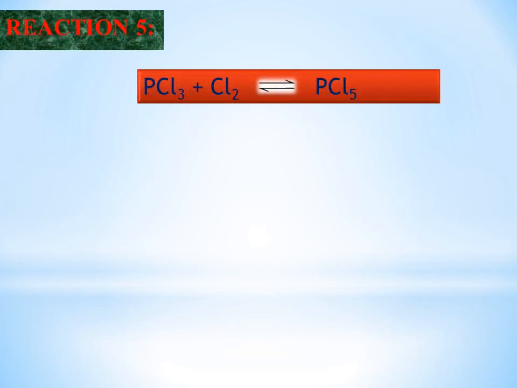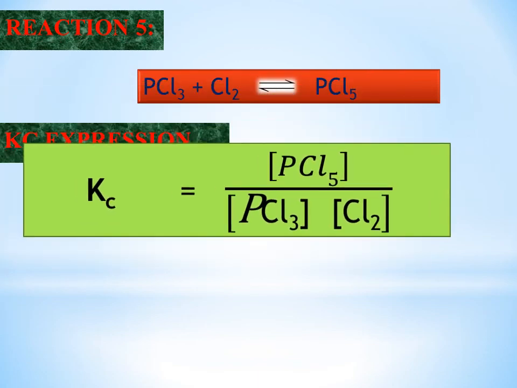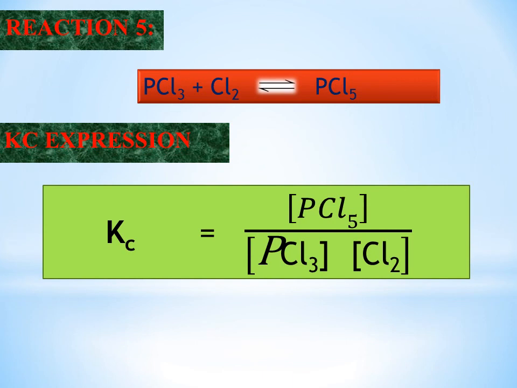Now reaction number 5 is when 1 mole of phosphorus trichloride reacts with 1 mole of chlorine, it will give us 1 mole of phosphorus pentachloride. The Kc expression for this reaction will be concentration of phosphorus pentachloride. As we have only 1 mole, we will not mention anything in this coefficient. In the subscript, we will have concentration of phosphorus trichloride and concentration of chlorine. As we have only 1 mole, we will not mention anything in the coefficient.